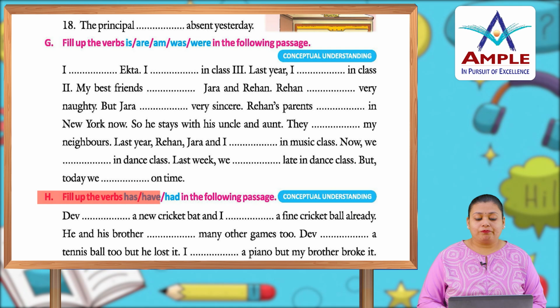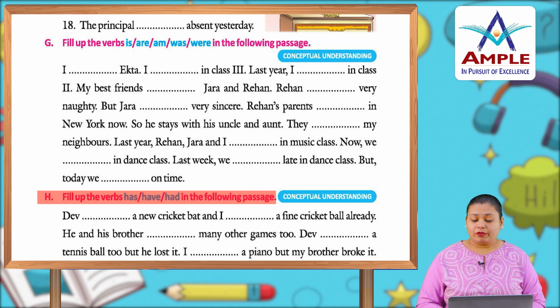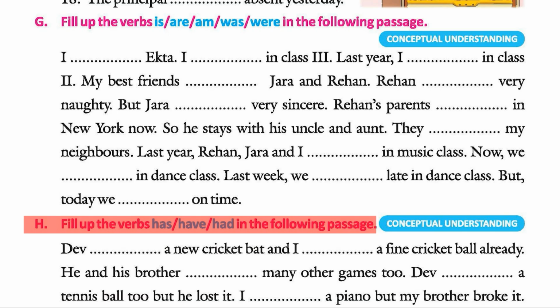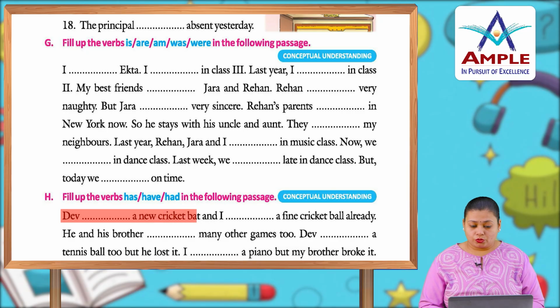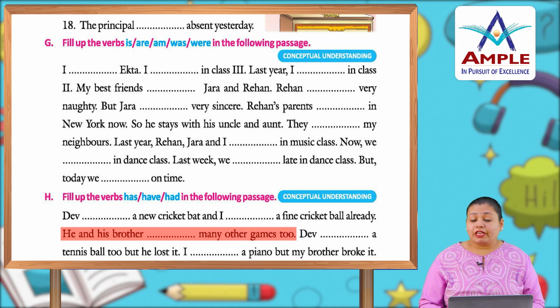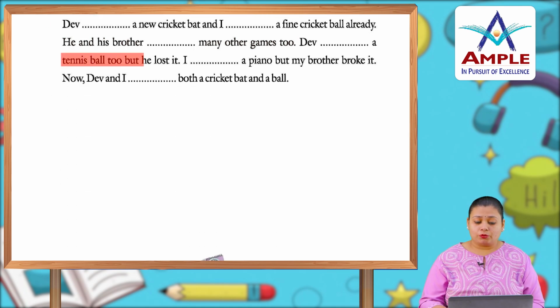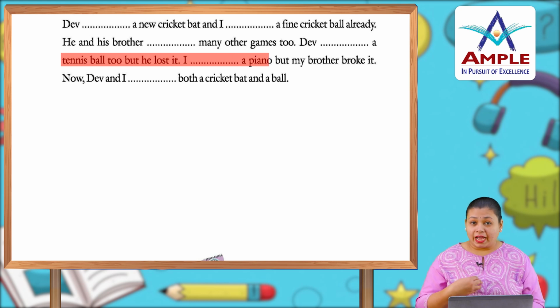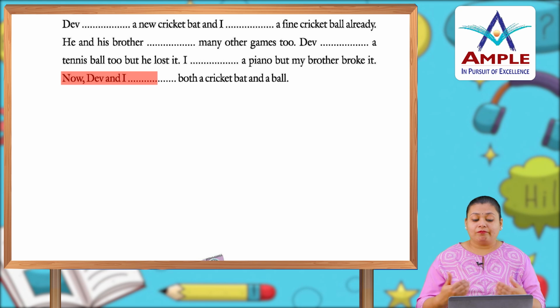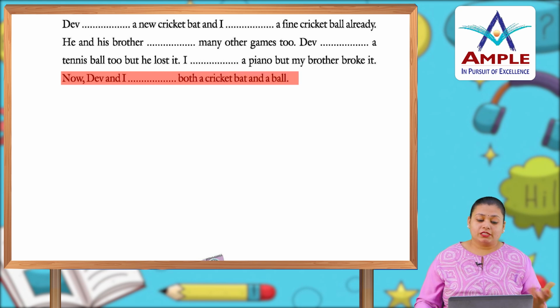Now H, fill up the verbs has, have, had in the following passage. So I have told you how to fill it. Dave has a new cricket bat and I have a fine cricket ball already. He and his brother have many other games too. Dave had, because it is talking about something which is not present now. So Dave had a tennis ball but he lost it. And I had a piano but my brother broke it. So now Dave and I have both a cricket bat and a ball. This is how you will fill it.